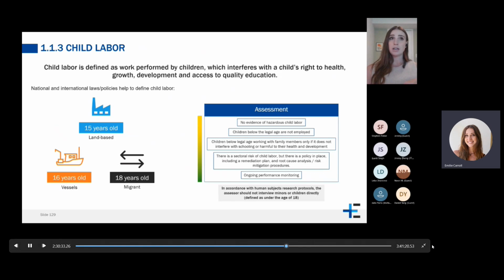The other thing to mention that's important here in the SRA is that in order to recognize that in small-scale fishing communities, it's very common that children will help with their family on board vessels below the age of 15. So the SRA recognizes that this is a reality, and so there's an indicator or PISG here about children below the legal age that are working with family members are allowed to do so as long as it's not interfering with compulsory schooling, and as long as it's not harmful to their health and development. So it really should be light work only, and it should be with a family member.